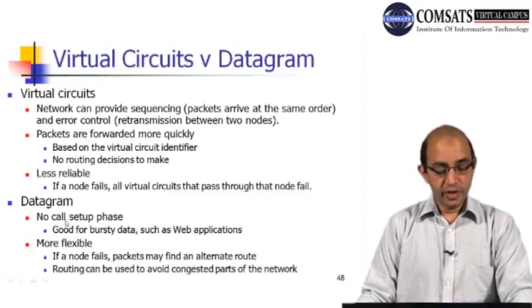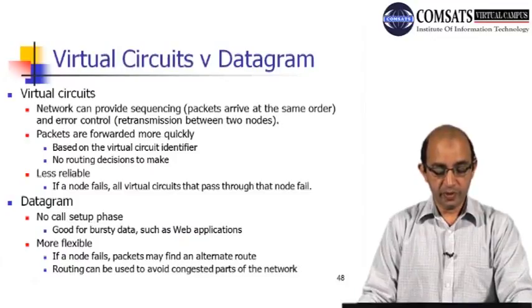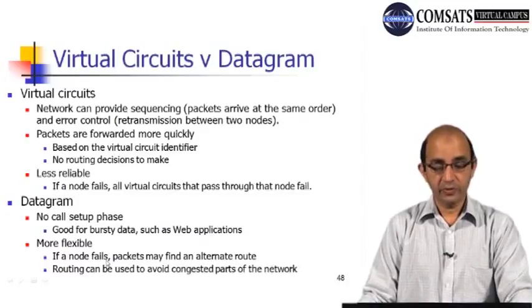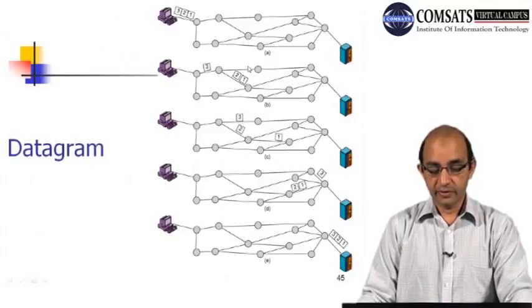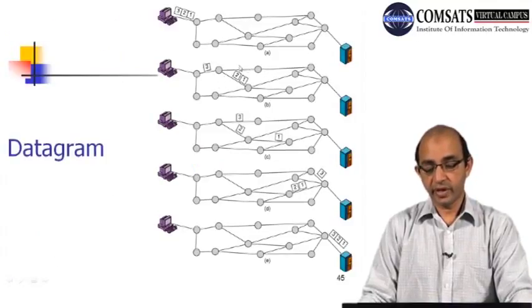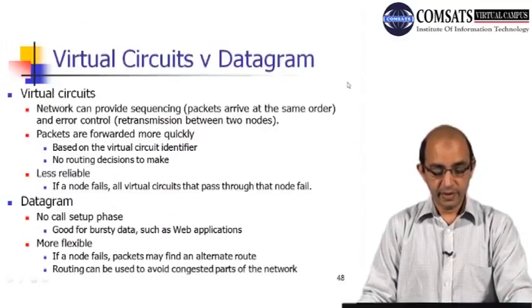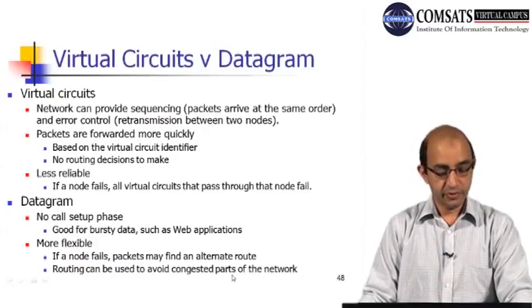In Datagram, we don't need any call setup, so no need of setup time, good for bursty data such as web traffic. It is more flexible, so if one of the nodes fails, it can have other choices, so the data can be sent from here. If this node fails, for example, we have this choice, right? Or if this node fails, we have this choice, or if this node fails, then we have this. So there are a lot of different choices in case of Datagram. Routing can be used to avoid congestion, right? So we can use routing.